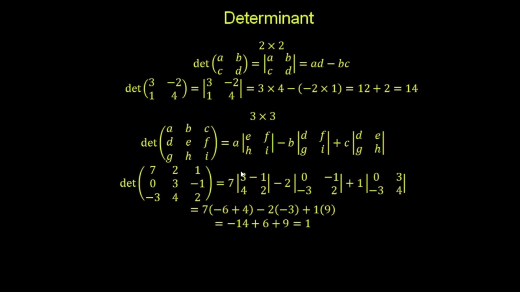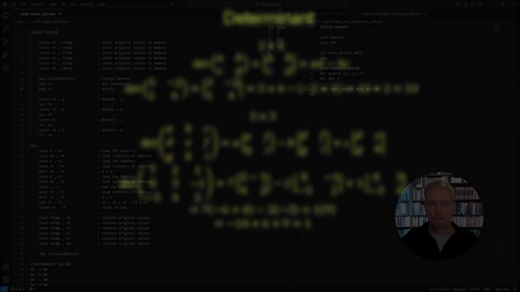So if you were to work out these individual determinants and multiply them out, we're going to end up with minus 14 plus 6 plus 9, which is a value of 1. So this is a little bit more challenging in order to generate it within our assembly language. So let's go and see how we do that now.